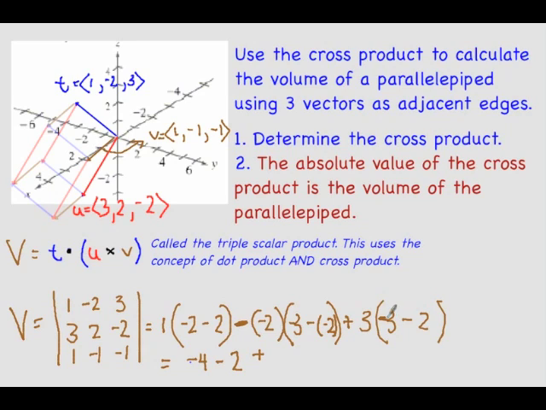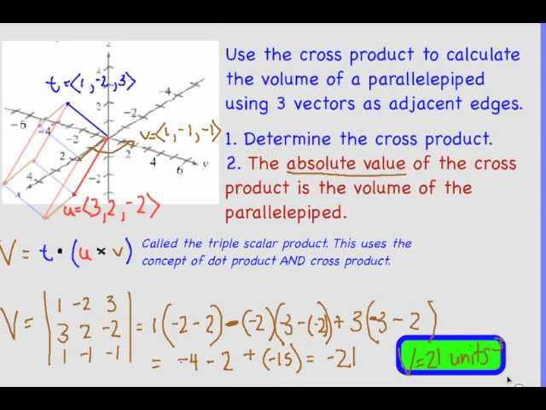Plus negative 3 times negative 3 minus 2 is negative 5 times 3 is negative 15. If I add all of that, negative 6, so I get negative 21. And you might be asking yourself, wait a minute, how can a volume be negative? Notice this part here. The absolute value of the cross product is the volume. So our volume is 21 units. And remember, our units are cubed for volume.